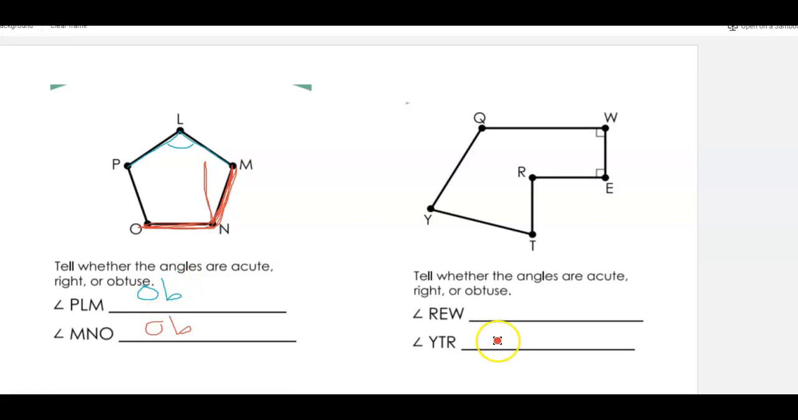All right, last one, acute, right, or obtuse, so REW. Let's see, REW, that's an easy one. Look, there's a marking right there, which tells me it's a right angle.